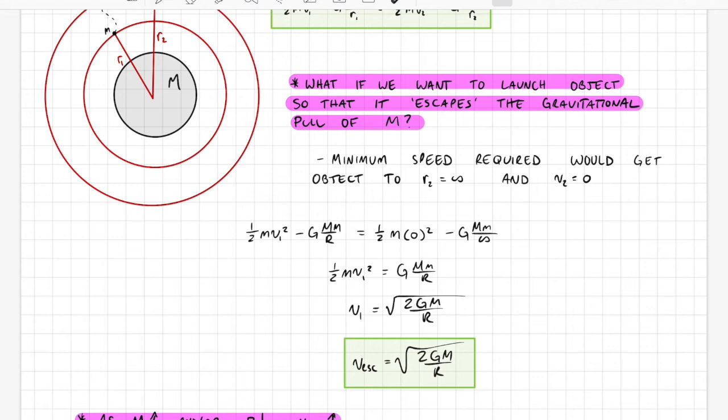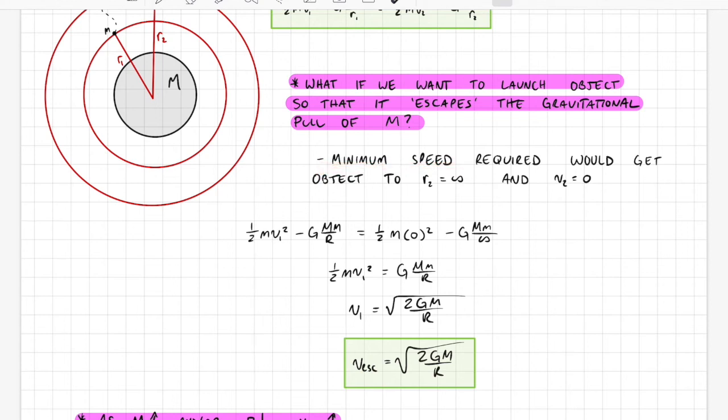If you provide a large enough initial speed, then the object can actually escape the host object or the host planet. And so the minimum speed required would get the object all the way out to infinity, so infinitely far away, and at that moment have essentially 0 speed. If it gets launched any faster than the minimum speed, then when it gets out to r equals infinity, it'll still be moving, right? And so that's why that would correspond to the minimum speed.